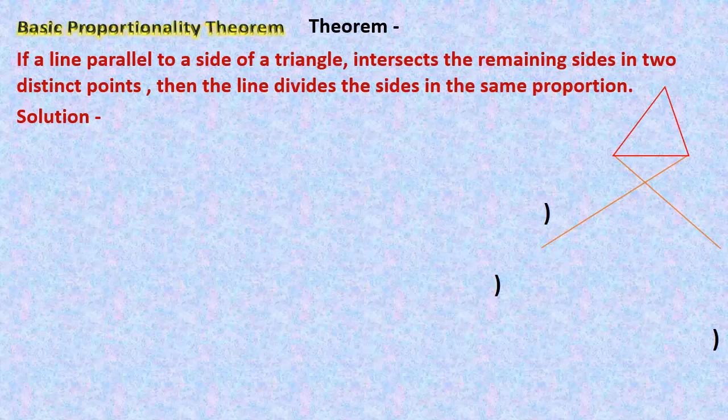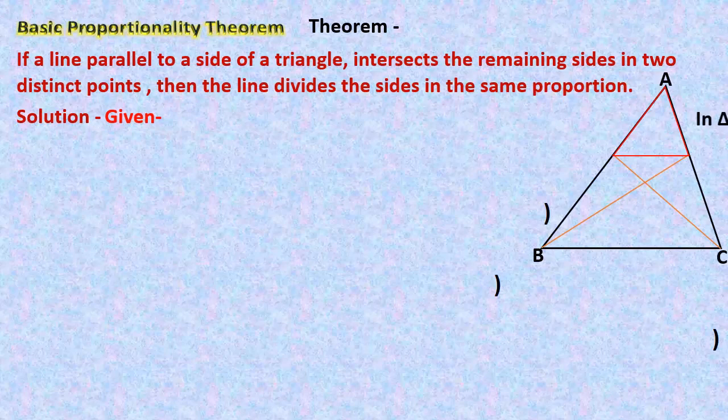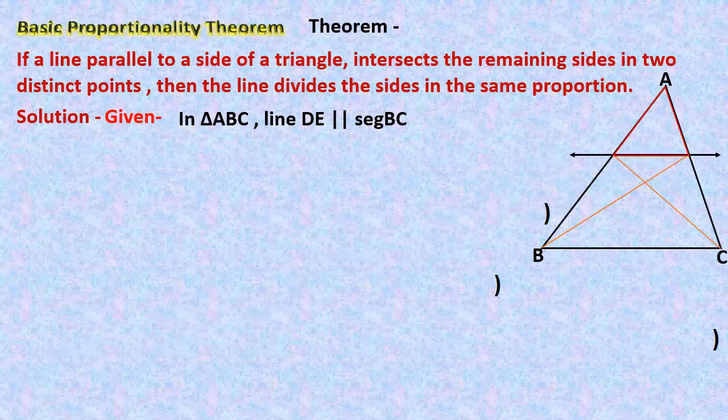First part is given. Here we draw a triangle ABC. In triangle ABC, line DE is parallel to segment BC.